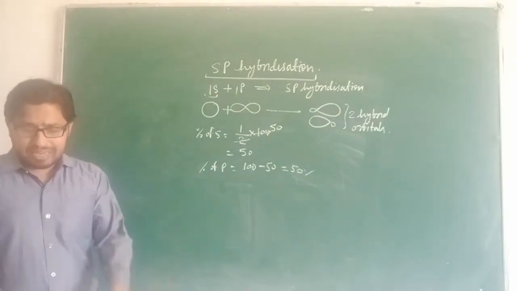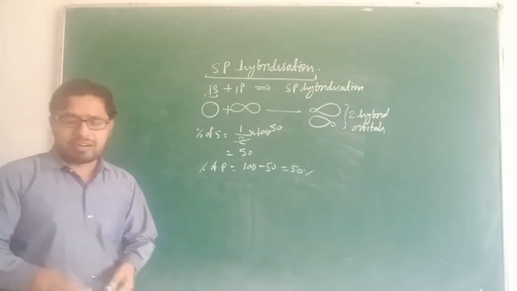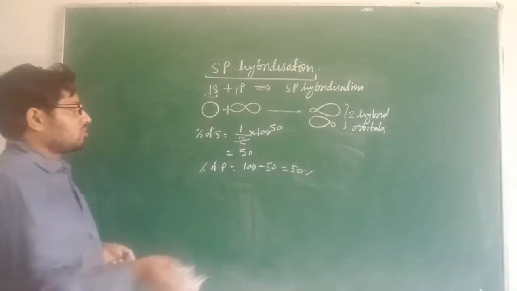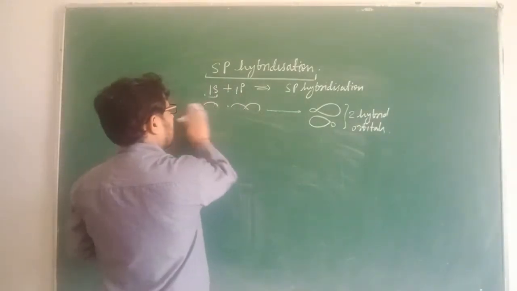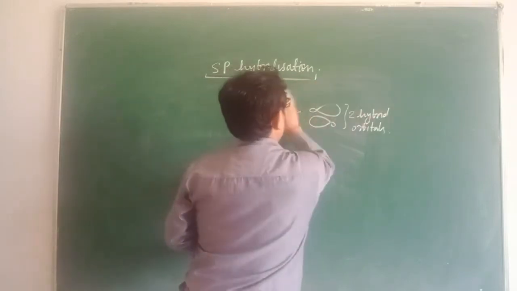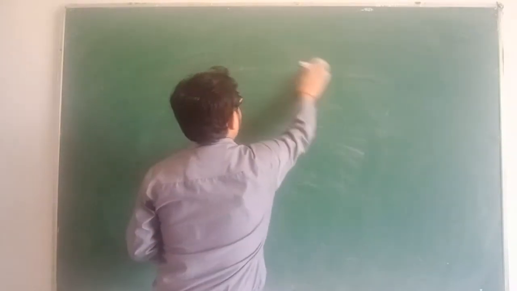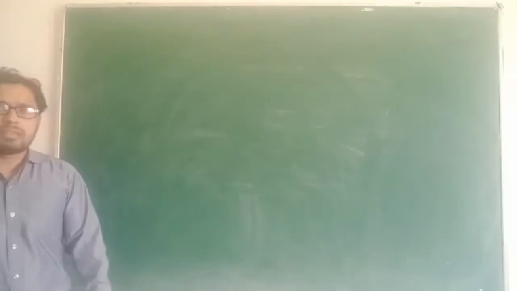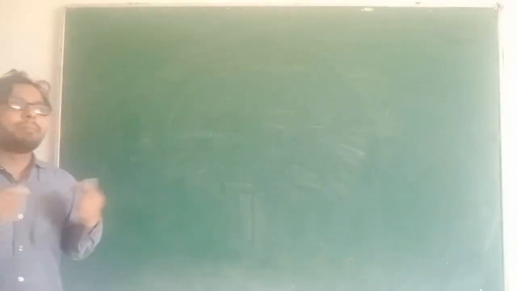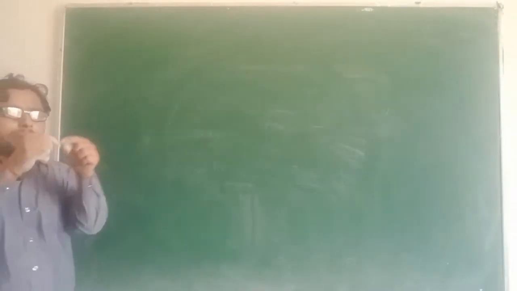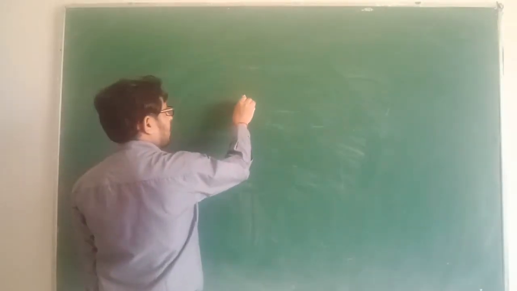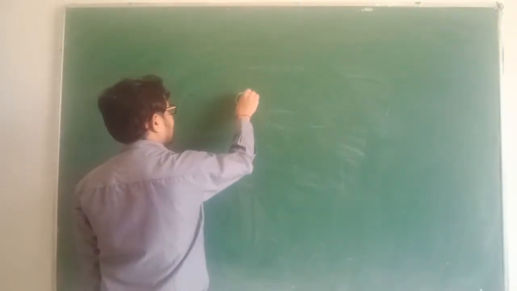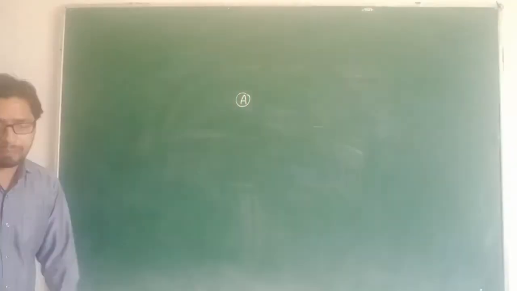Now let's see what will be the shape. If I discuss the shape here, as we know in hybridization, the orbitals are going to arrange in such a way that the repulsion between them is minimum. So suppose this is the central orbital. I have the central orbital. Okay, firstly I'm giving an example.